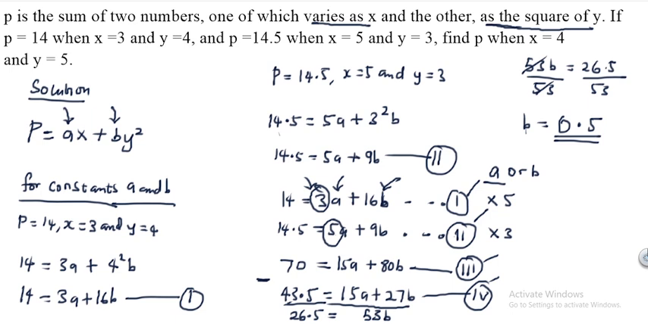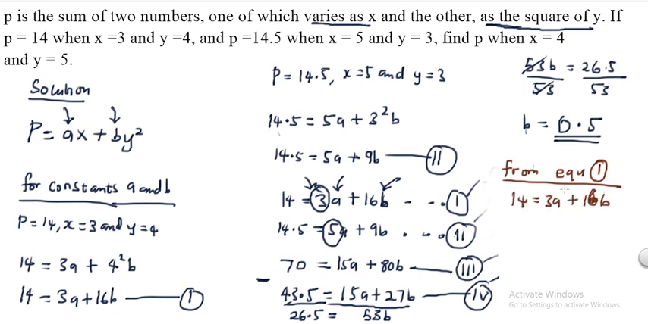But before that, let me clean up a bit of space. My equation 1 is simply 14 equals 3a plus 16b. What I'll do now is make a the subject of the formula. I'll move 16b to the other side first, so that 3a is equal to 14 minus 16b. Now to make a the subject, I simply divide both sides by 3. This cancels out, and a is equal to 14 minus 16b over 3.